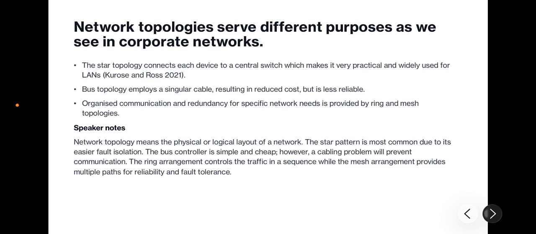Network topology means the physical or logical layout of a network. The star pattern is most common due to its easier fault isolation. The bus topology is simple and cheap. However, a cabling problem will prevent communication. The ring arrangement controls the traffic in a sequence, while the mesh arrangement provides multiple paths for reliability and fault tolerance.